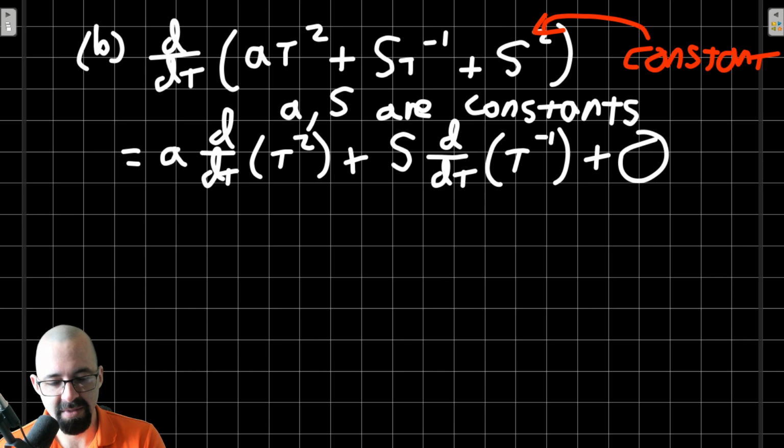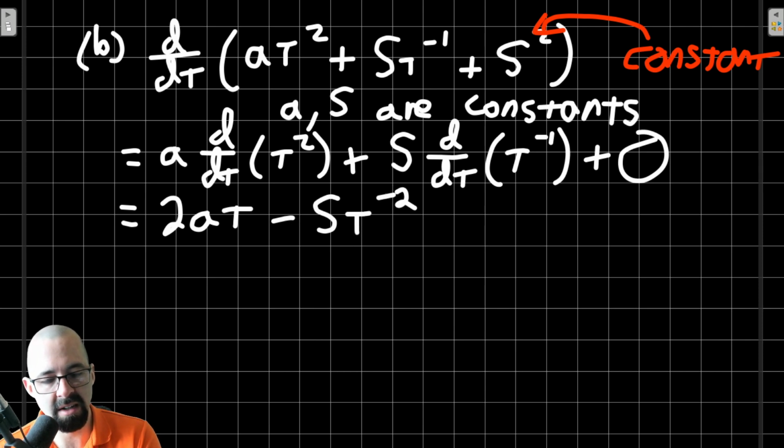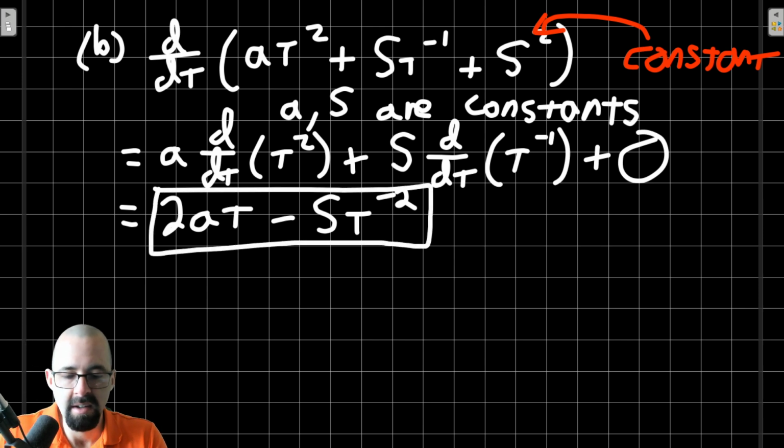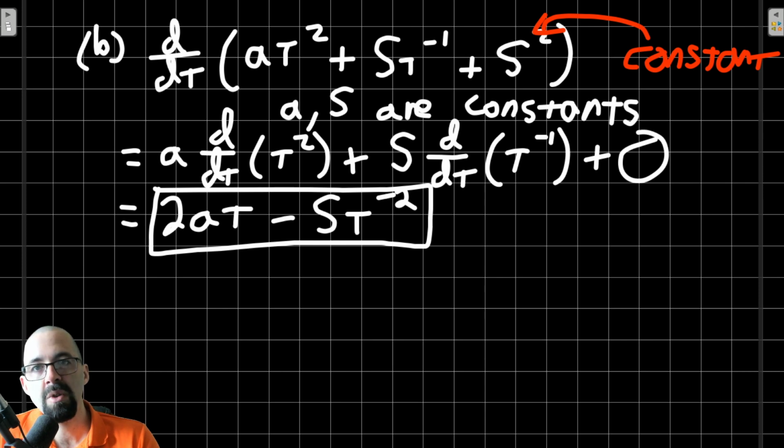All right, so let's simplify this. Derivative of t squared is 2t. We have 2at. And then this negative 1 comes down and we subtract 1. So it becomes minus s times t to the negative 2. Exponent gets lowered by 1. And that's our derivative right here. Okay, so that's all there is to it. One more piece of notation, we'll be good to go.